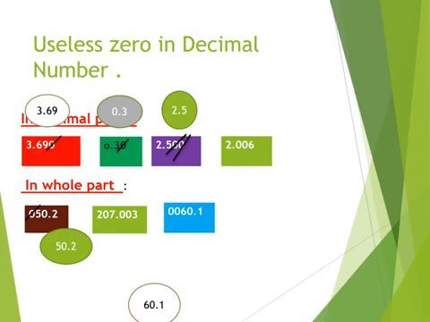In the third example here, I have 0060 and 1 tenth. In the whole part, which is 0060, I have two zeros to the left, and here I have two useless zeros, and this number is equal to 60 and 1 tenth.